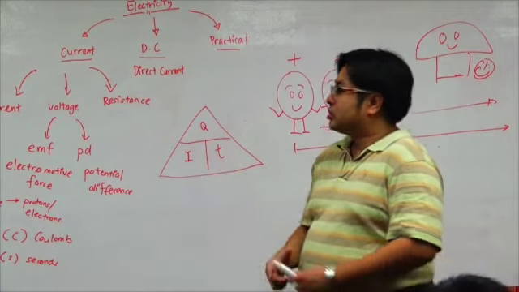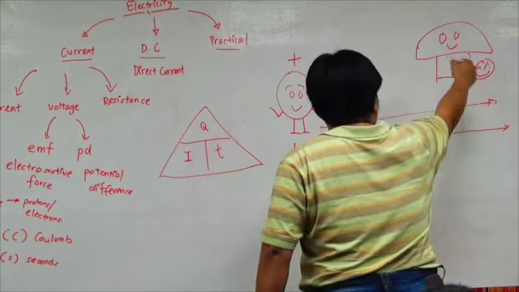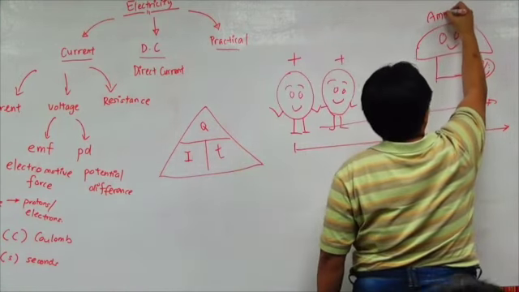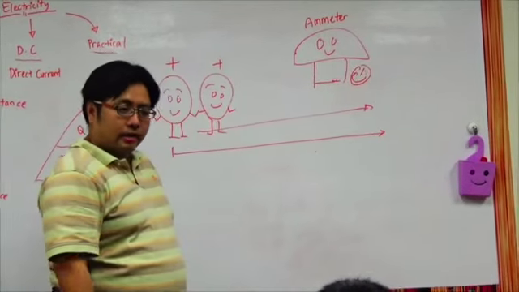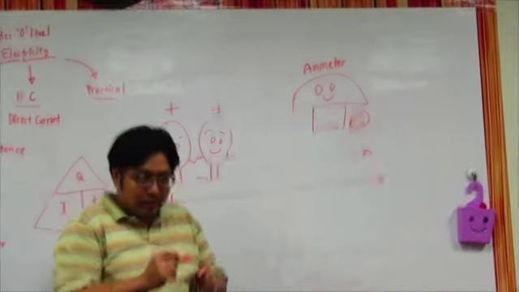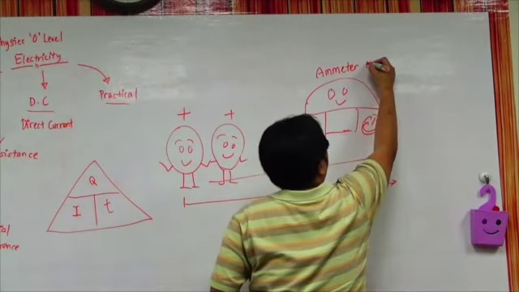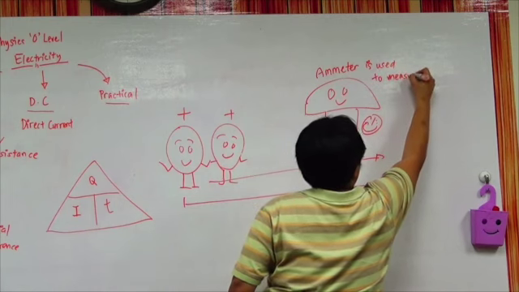So what do we use to measure current? Of course, it will not be me measuring it. I use an instrument called the ammeter. The ammeter is used to measure current.